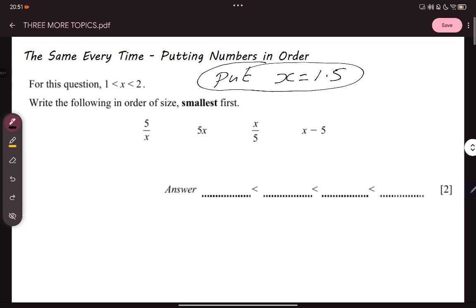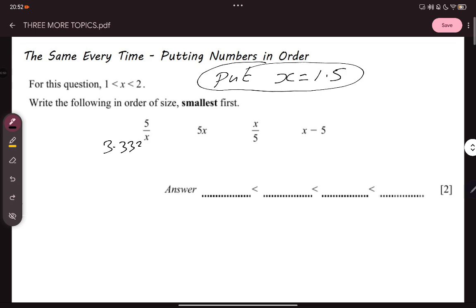Okay, x is not necessarily 1.5. It could be. X could be any number between 1 and 2. But choosing a number is going to help us to see what's going on here. And like I said, since there is only one possible answer, the answer will be the same no matter what number I choose for x. So let's just choose 1.5. So 5 divided by 1.5, okay, that will give me 3 point something.